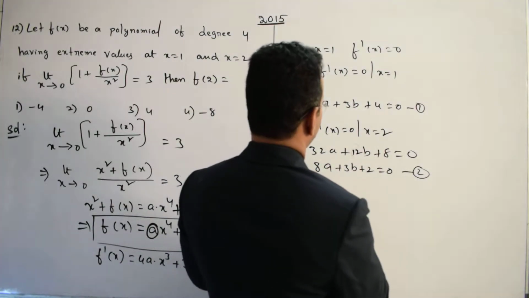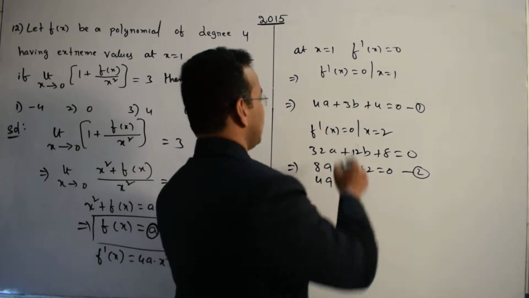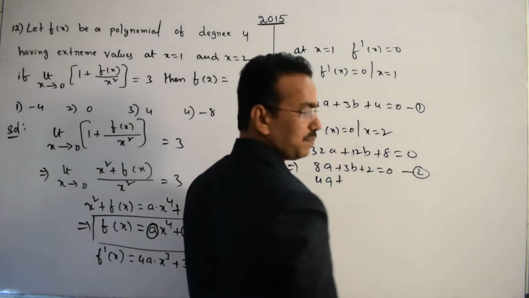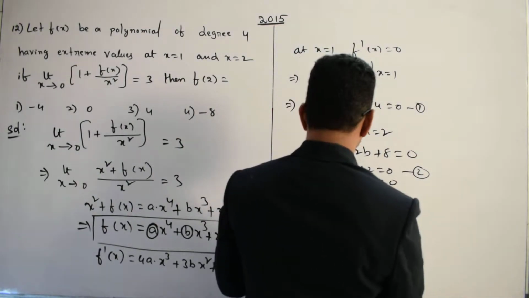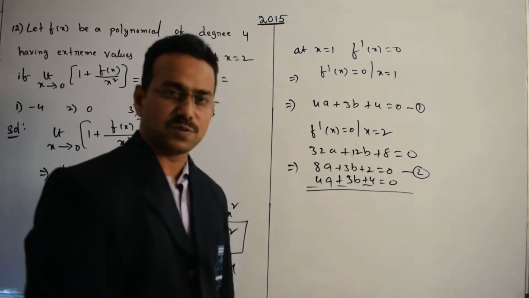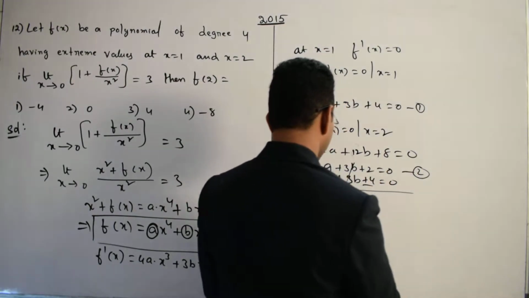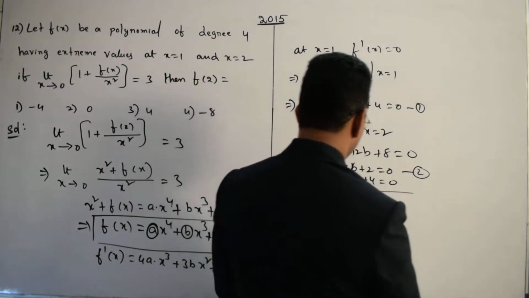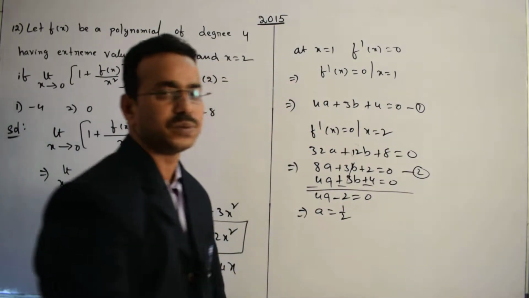Now 4a is there. Fortunately there is a 3b. You can write the above equation here: 4a plus 3b plus 4 equals 0. You can subtract. This is 8a minus 4a, 4a. Next 3b gets cancelled, 2 minus 4, minus 2. So which is equals to 0. This implies a equals 2 by 4, means 1 by 2.